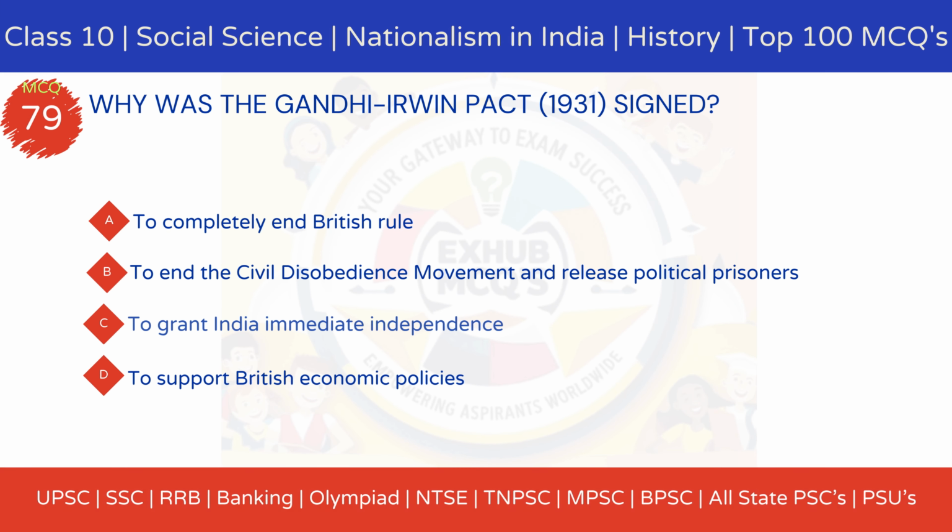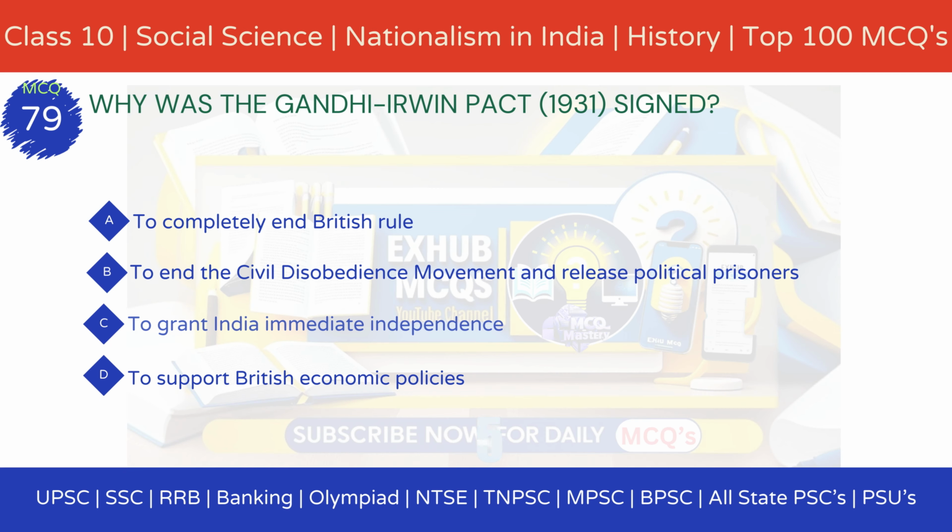MCQ 79. Why was the Gandhi-Irwin Pact, 1931, signed? Option A, to completely end British rule. Option B, to end the civil disobedience movement and release political prisoners. Option C, to grant India immediate independence. Option D, to support British economic policies.